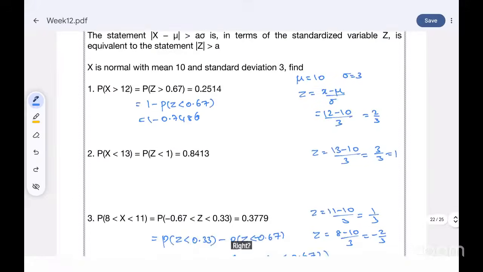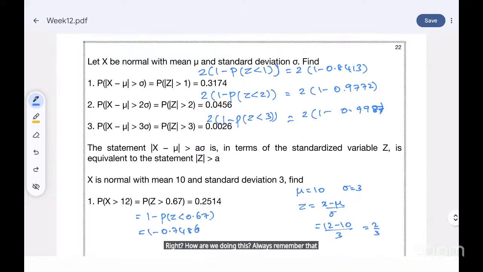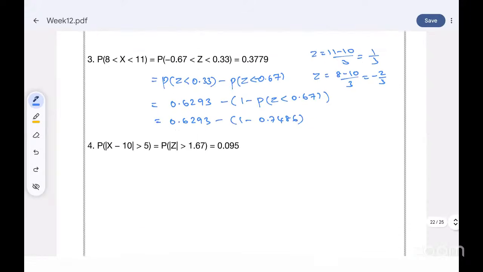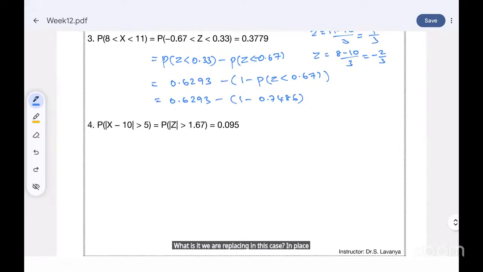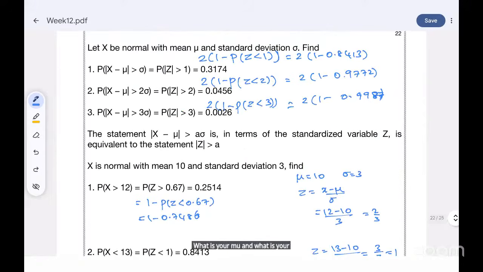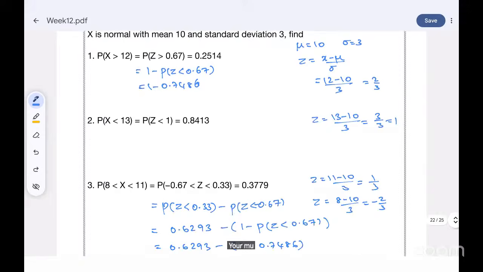How are we doing this? Always remember that (X minus mu) by sigma is greater than A. So what are we replacing in place of Z? What is your mu and what is your sigma? Your mu is 10 and sigma is 3.